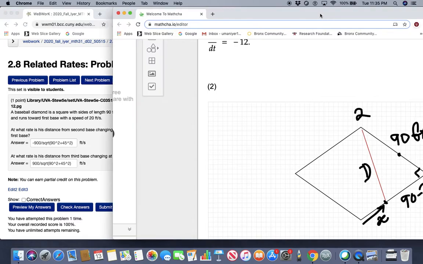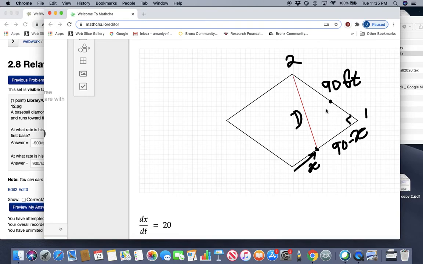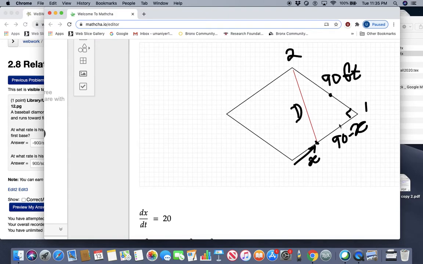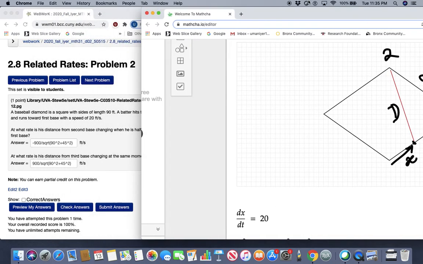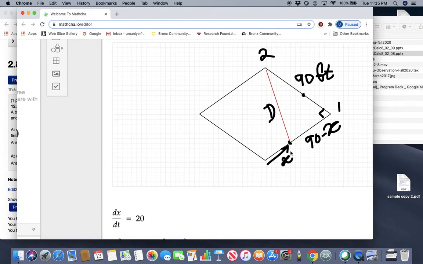Given this picture, that's a right triangle because you are told this is a square. So that is 90 degrees. In this direction, he is running at the speed of 20 feet per second. That's given to me. So this distance is changing at the rate of 20 feet per second.